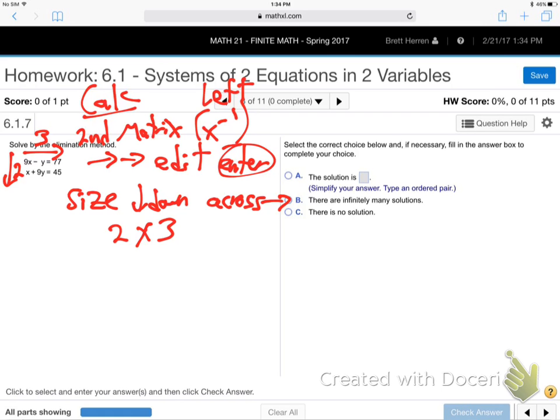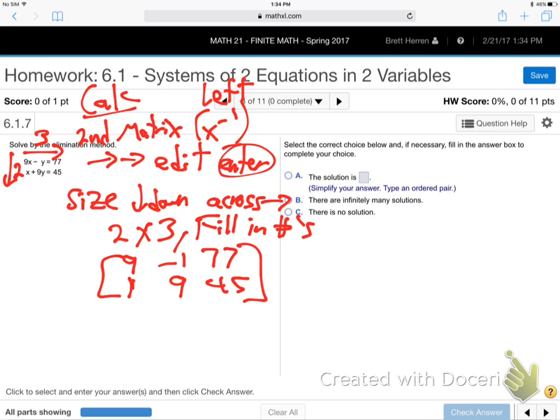And then fill in the numbers. What numbers? Well, basically 9, -1, 77, 1, 9, 45. The original 6 numbers in the 2 questions, right? 9, -1, 77, 1, 9, 45. See where I got those? Just the number next to X, the number next to Y, and the answer on the right. Like that. Am I good? So enter those.